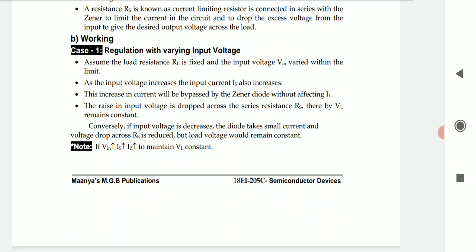Regulation with varying input voltage. Assume the load resistance RL is fixed and the input voltage Vin is varied within a limit. As the input voltage increases, the input current IS also increases. This increase in current will be bypassed by the Zener diode without affecting IL. The rise in input voltage is dropped across the series resistance, thereby VL remains constant. Conversely, if the input voltage decreases, the diode takes a small current and the voltage drop across RS is reduced, but the load current would remain constant.